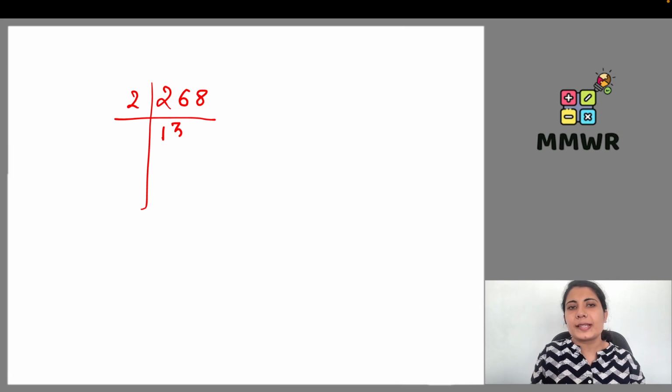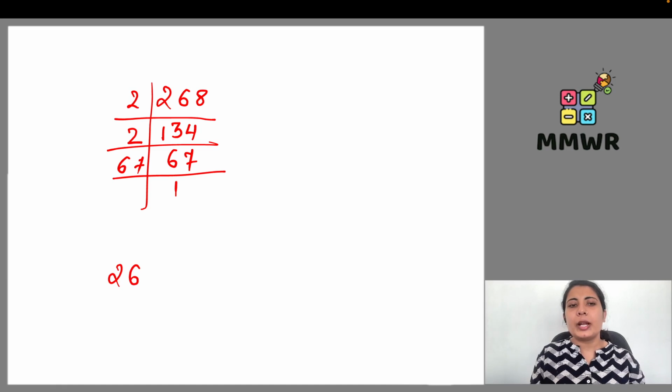2 ones are 2, 2 threes are 6, 2 fours are 8. Then 2 sixes are 12, 2 sevens are 14. Then 67 itself is a prime number. So 268 can be written as 2 to the power 2 multiplied by 67 to the power 1.